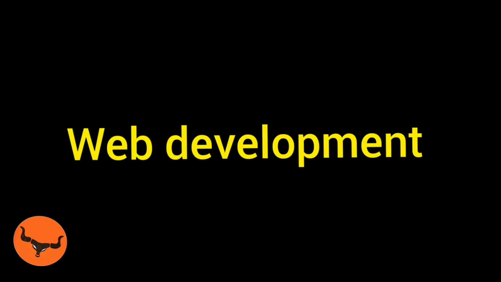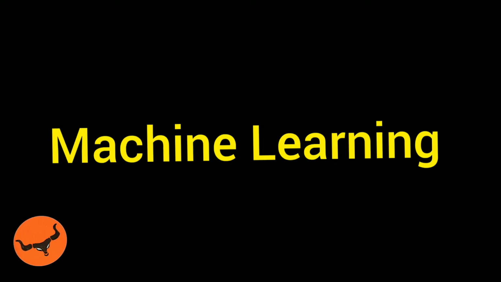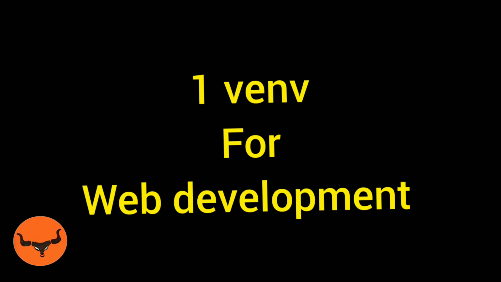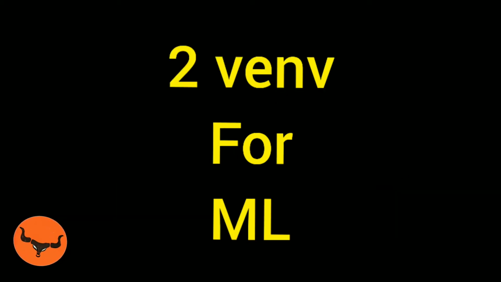For example, you are working with two projects. One project is of web development and another is of machine learning. So you can create two virtual environments. One virtual environment can be used for web development where you will install Django. Another virtual environment can be used for training machine learning models where you can install NumPy, Pandas, Matplotlib and all other libraries required for training machine learning models.